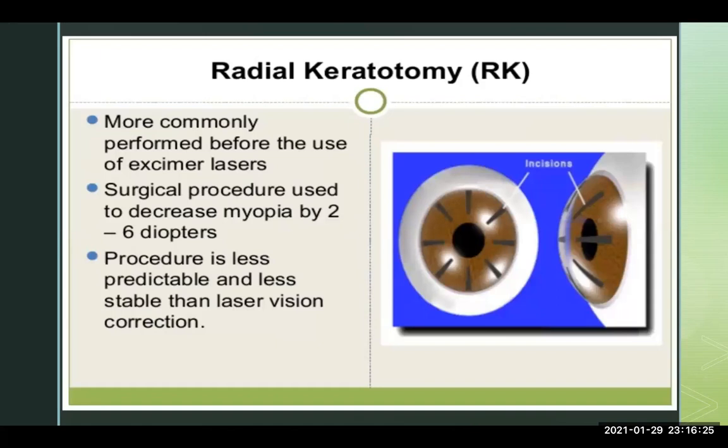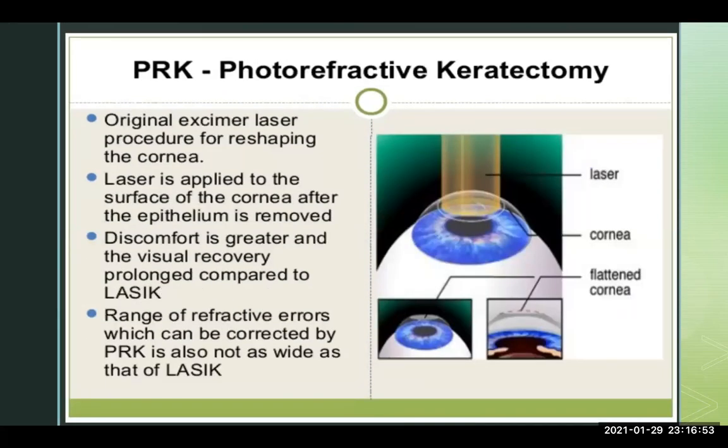Radial keratotomy is an old technique. It's not used nowadays. It was more commonly performed before the use of excimer laser, a surgical procedure used to decrease myopia by 2 to 6 diopters by corneal incision, which will heal with scar formation. This scar will flatten the center of the cornea, decreasing the power of the eye, acting as a concave lens. The procedure is less predictable and less stable than laser vision correction.